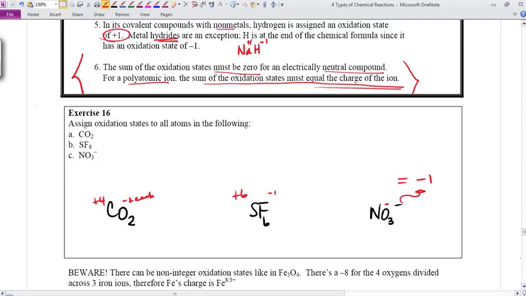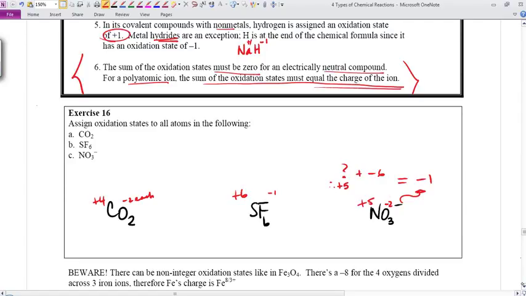So we still know that all 3 of those oxygens are -2, so that's a -6 so far. So what do I add to that -6 to get a -1 for the total? Not a trick question. +5. Are you smarter than a 5th grader, Jeff Foxworthy math? So that nitrogen then is a +5. Don't you wish all of chemistry was this easy?